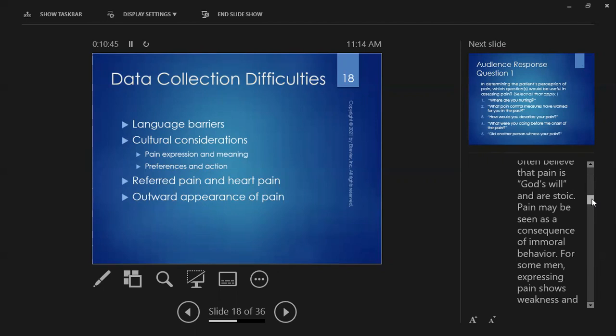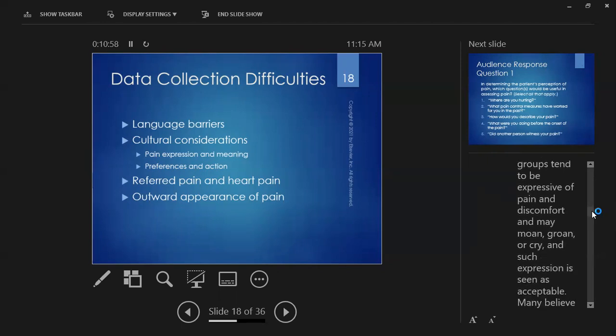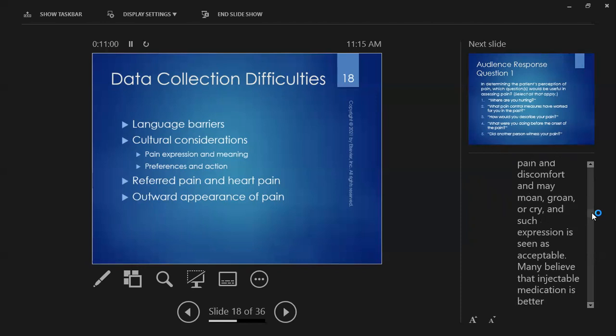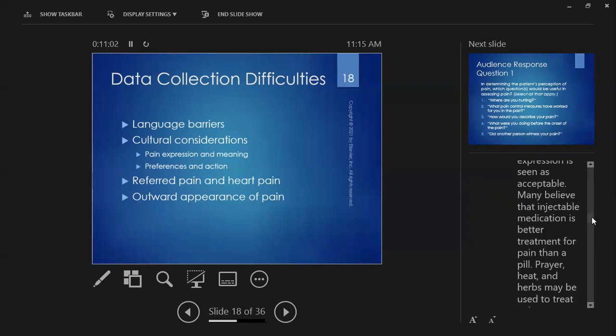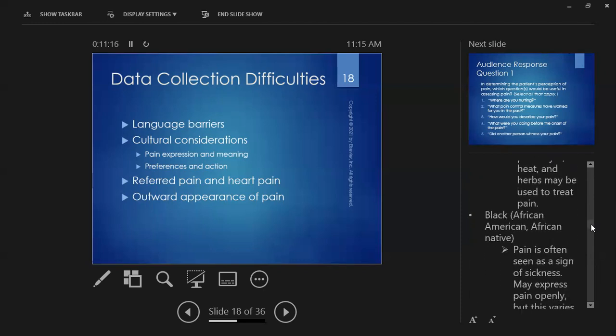Their pain may also be seen as a consequence of immoral behavior in their culture. For some men, expressing pain would show weakness and may cause a lack of respect within their sociocultural groups. Other Hispanic groups are very expressive of pain and discomfort. They may groan, they may moan, they may cry, and that expression may be seen as acceptable. Many believe that IV medication is better treatment than pills, right? Prayer, heat, or herbs may be used within their sociocultural norms to treat pain.